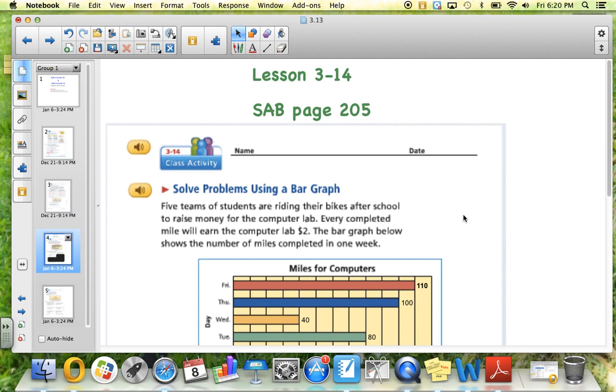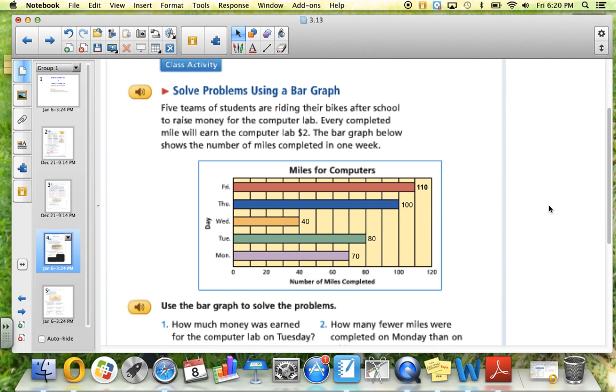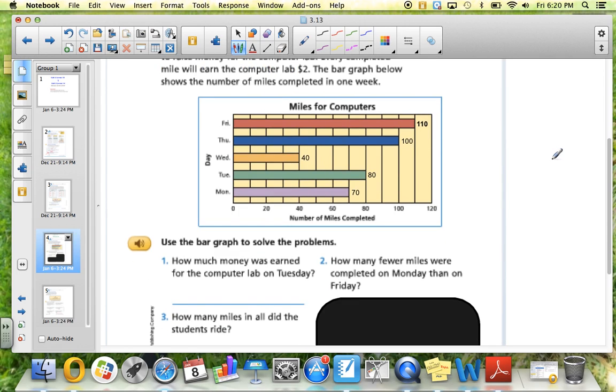We're going to page 205. So we're moving on to lesson 3.14. And we're going to solve problems using a bar graph. Okay, it says 5 teams of students are riding their bikes after school to raise money for the computer lab. Every mile will earn the computer lab $2. The bar graph below shows the number of miles completed in 1 week. So here's our bar graph.